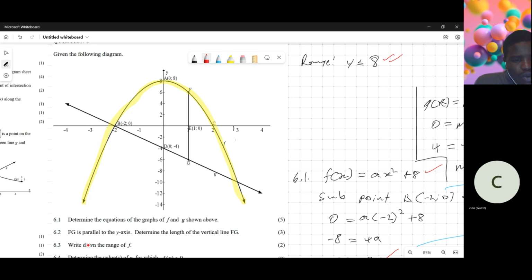Okay, now let's go back to 6.2. So they are saying FG is parallel to the y-axis. So meaning FG is a vertical line. So what are they looking for? They're looking for length. This is some of the things that we didn't talk about. Length of a vertical line FG.